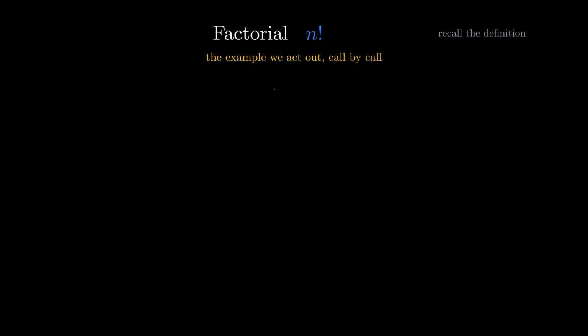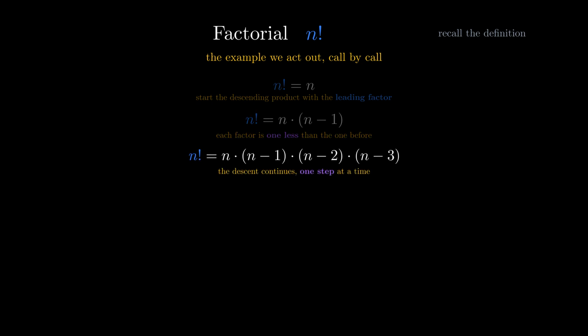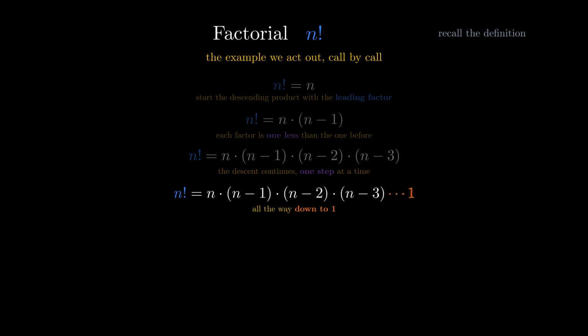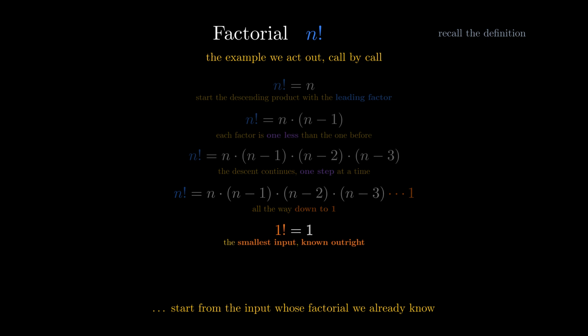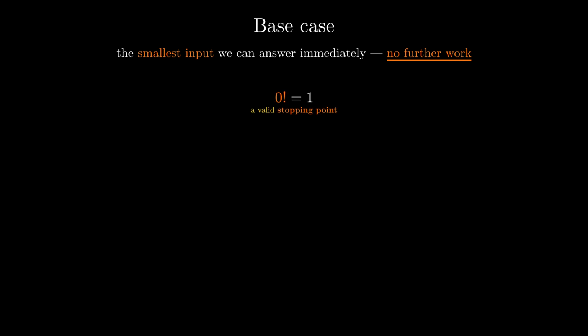Factorial. Recall the definition. N factorial is n times n minus 1 times n minus 2 times n minus 3, all the way down to 1. To write it recursively, we start the same way as always, by finding the simplest input whose factorial we already know. The base case is the smallest input we can answer immediately with no further work. 0 factorial is 1, so returning 1 when n is equal to 0 is a perfectly good base case.